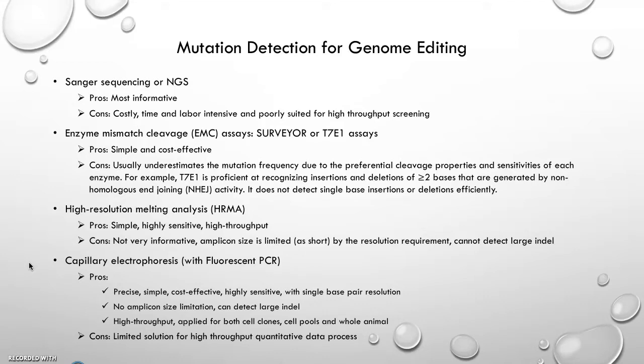Each of them has certain advantages and limitations. For example, sequencing-based analysis is limited by its cost and high throughput capability. Enzyme-based methods are limited by enzyme capabilities and experiment conditions. T7 endonuclease 1 is proficient at recognizing insertions and deletions of more than 2 bases that are generated by non-homologous end joining activity. However, it does not detect single base insertions or deletions efficiently.